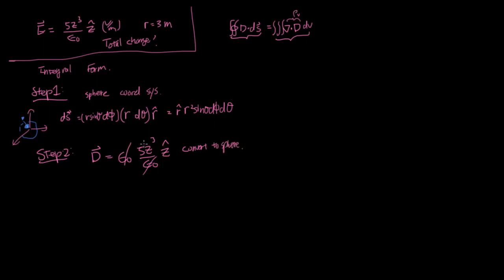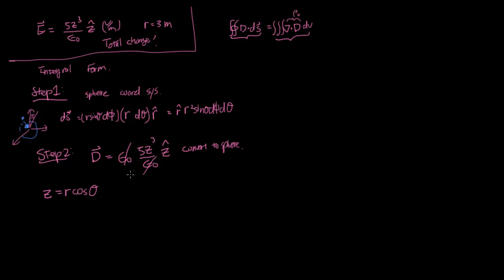There are two things that we need to convert. The first is this z. From our table, we know that z is going to be r cosine theta. You can also see that if you draw a little theta here, it's going to be r cosine theta. So we're going to substitute that in. And then in terms of this vector, we're going to take the dot product with ds, so we can deal with it when we get to that point.